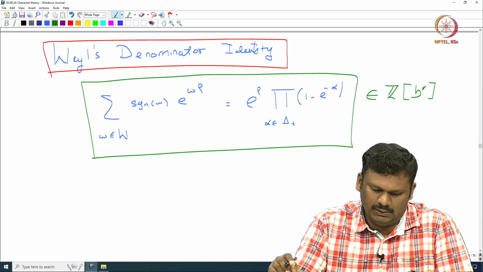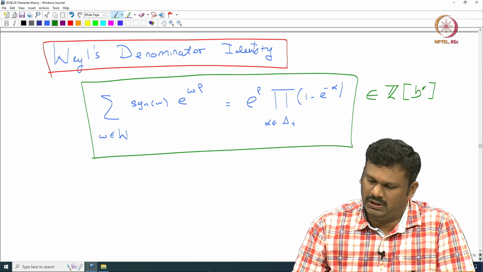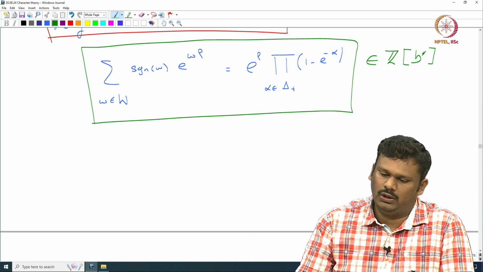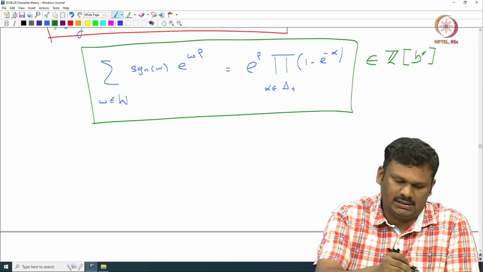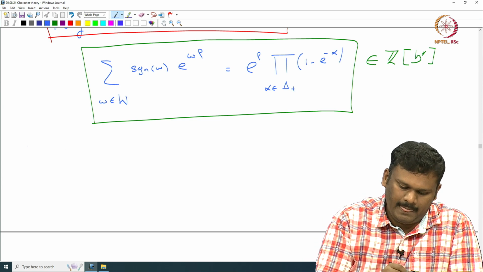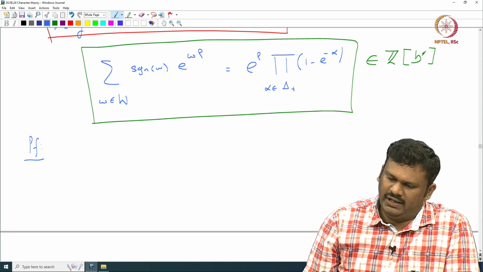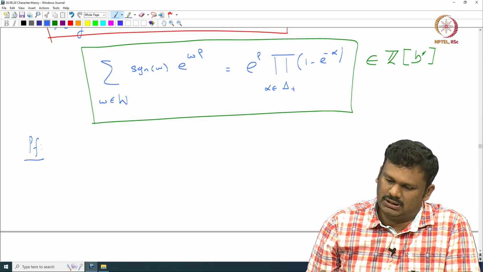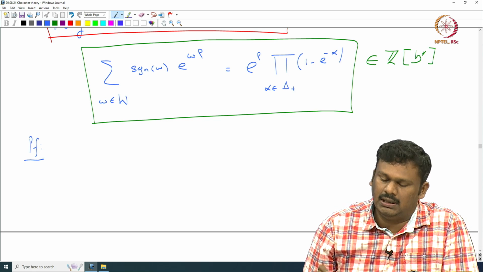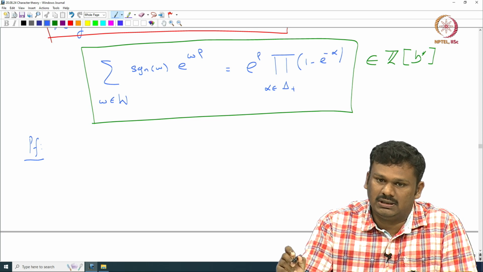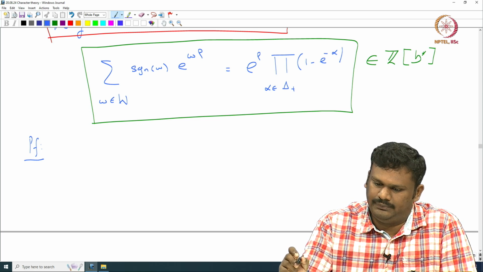Now how can one actually prove this? We are going to use the Weyl group action on Z H star. That is the key idea. So here is the proof. First note that we have the natural action of the Weyl group on H star. That is going to give you an action on Z H star.